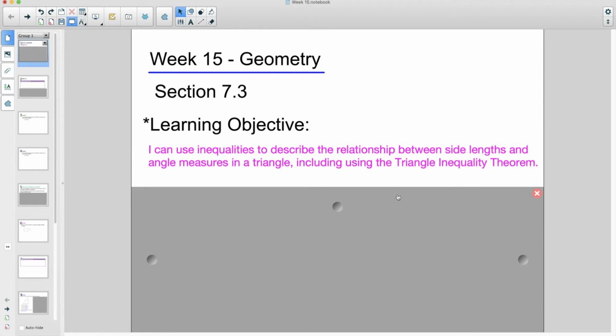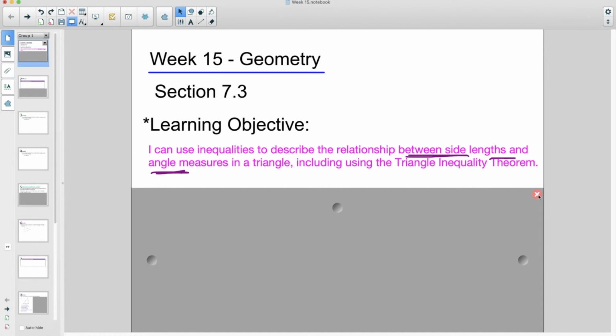So our learning objective is, I can use inequalities to describe the relationship between side lengths and angle measures in a triangle. So we're going to be talking more about those relationships, side lengths and angle measures, including something called the triangle inequality theorem. So that's what we are actually going to start off with.